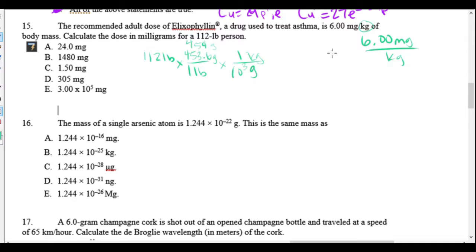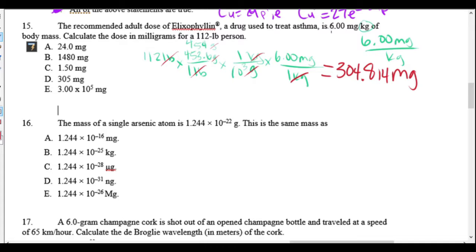And then now we'll use that conversion factor. 6.00 milligrams of medicine for every kilogram of body mass. Let's do a unit check. Pounds, grams cancel. Depending on which one you use, that's why I crossed out both. Kilograms. And we're just left with milligrams. And when you do the math, so this times this times this divided by that, you get 304.814.